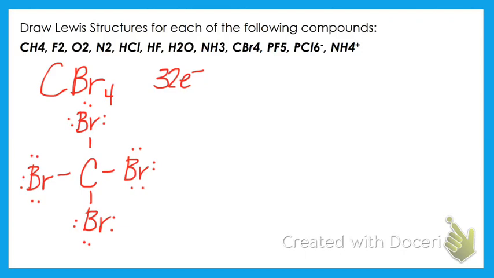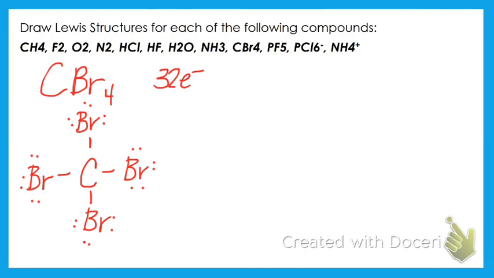Do yourself a favor, when you're counting electrons, count by 2s. My pre-AP kids are going 1, 2, 3, 4. I'm like, count by 2s. It's twice as fast. Because the bonds are 2, the dots are 2, count by 2s.